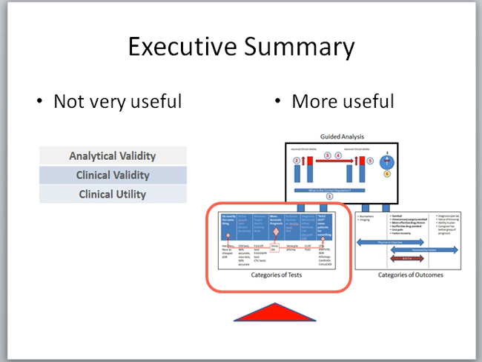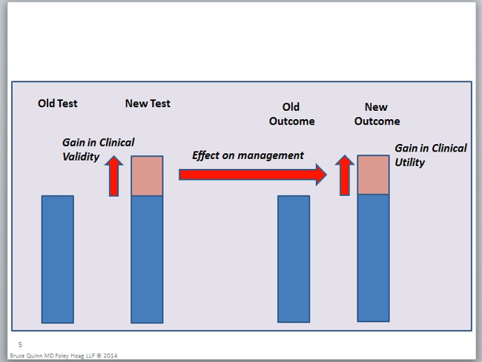The executive summary is that just talking about analytical validity, clinical validity, clinical utility, it's just 3 noun phrases or 3 nouns. It doesn't tell you what to do next. And the framework here will talk primarily about categories of diagnostic tests from a clinical validity standpoint. This is our main diagram: all diagnostic tests that are new will have some gain in clinical validity compared to what we had before. That'll have some impact on management and therapy, which will cause a gain in clinical utility.